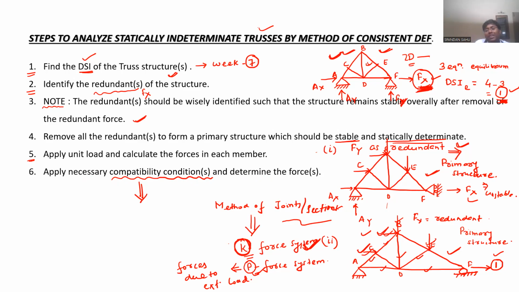There is a hinge. Joint F. This joint cannot move in X direction, neither can it move in Y direction. But from the primary structure, can this joint move in the horizontal X direction or not? Yes, sir, it can move.